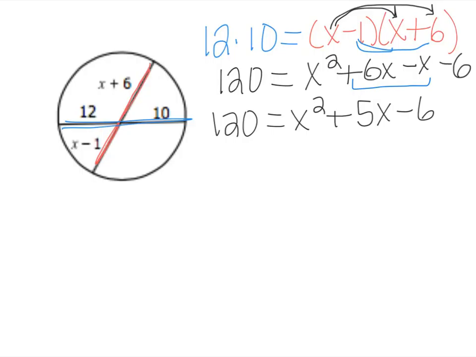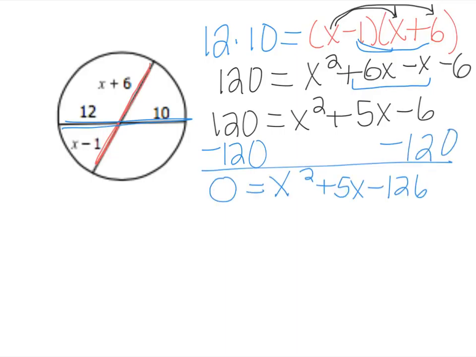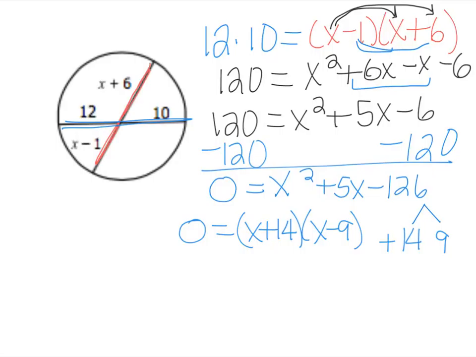We're going to get everything on one side, so we subtract 120 from each side. We'll find the factors of 126, and they are 14 and 9. We need the product of negative 126 to come out to positive 5, so we make 14 positive and put it in factored form. All right, we got it in factored form: X plus 14 times X minus 9. We set each factor equal to 0.